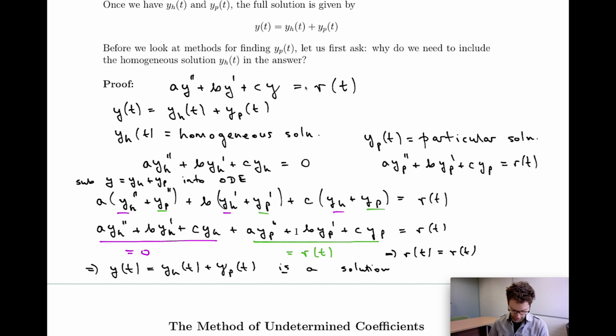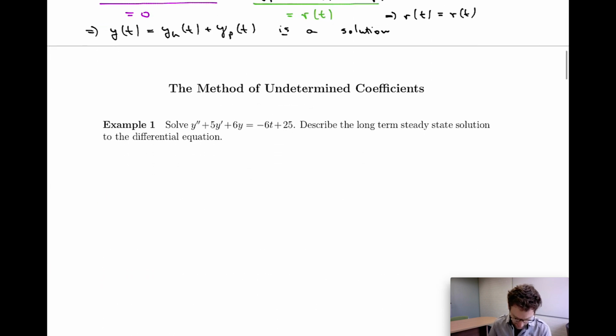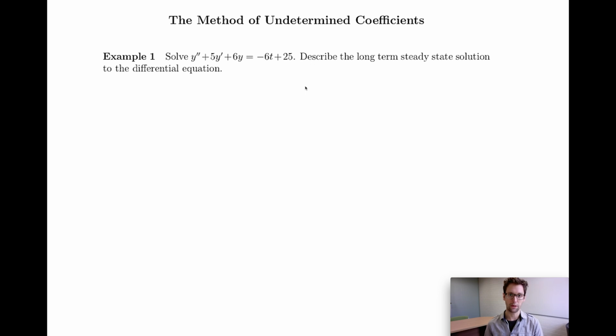So let's take a look at the method of undetermined coefficients, the first of our two methods for finding the particular solution. Now this is basically a guess and check method, or an educated guess method. We're going to make a smart guess about the form of the particular solution, and then we're going to substitute that in and figure out what some unknown coefficients are. So let me show you what I mean by that.